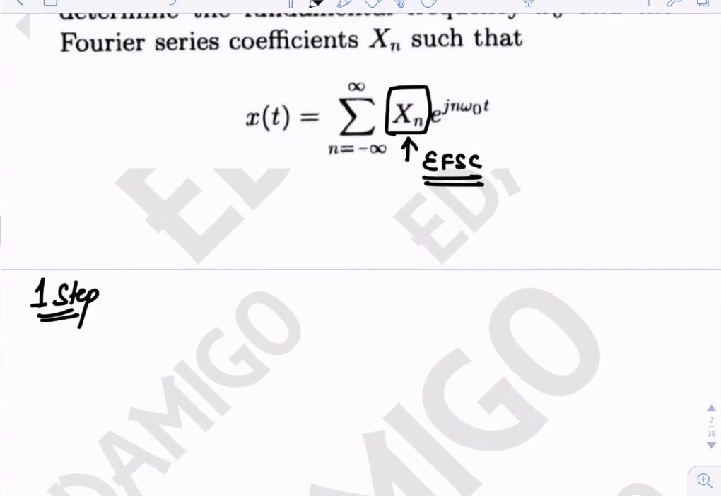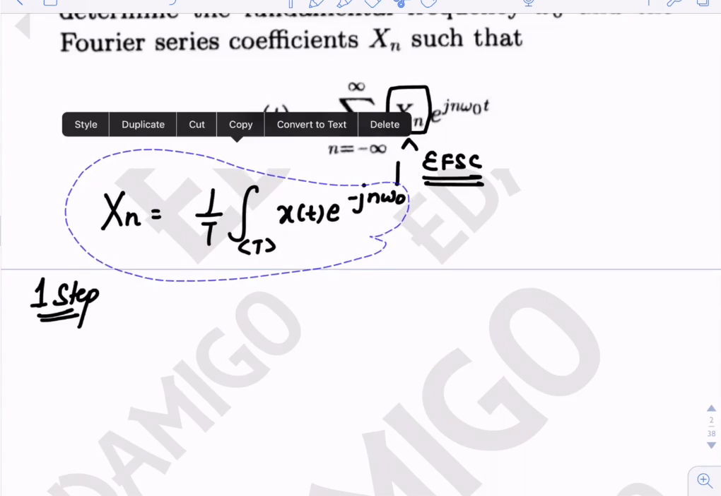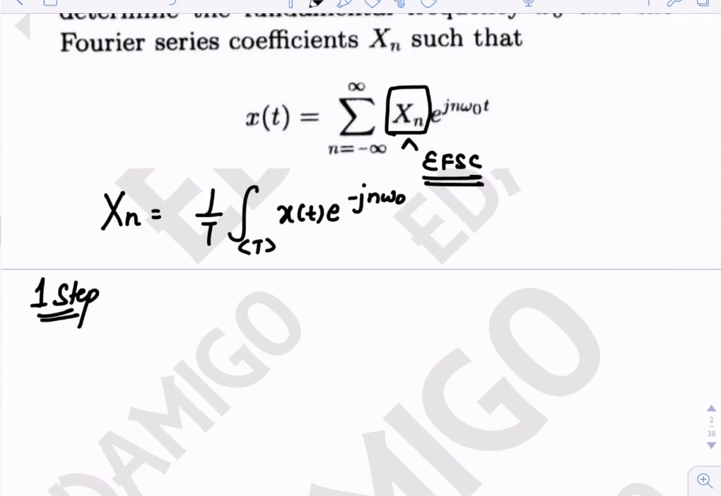So the first step, let me make it very clear that we know the formula of Xn is 1 upon the time period, integration over the time period, x(t) e to the power minus j n omega naught t dt. This is the formula of Xn, but you cannot apply this formula here because it will be very difficult to get the answer.